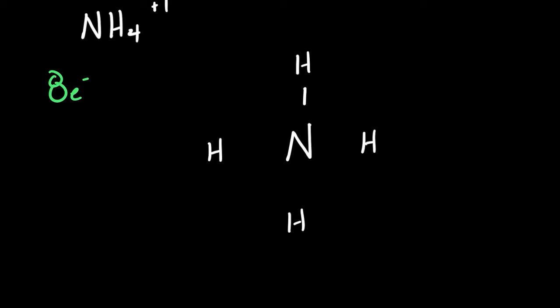As always, I start distributing those electrons by bonding all of the atoms to the central atom. So I make 4 single bonds between each hydrogen and nitrogen. Each one of those bonds uses 2 electrons. That means that I've used all 8 of my electrons for this structure.